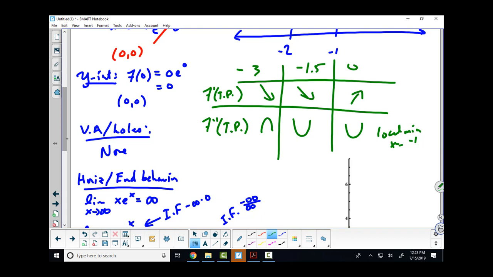And is there anything else of interest on this function? Please say, Thomas, anything interesting? There's an inflection point. Where? At -2. At x equals -2.